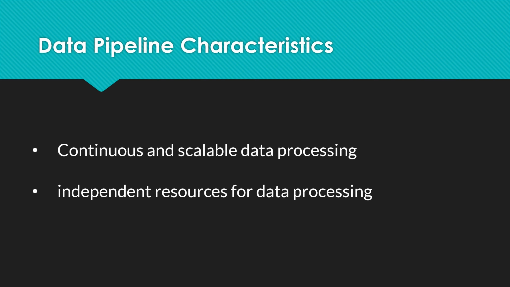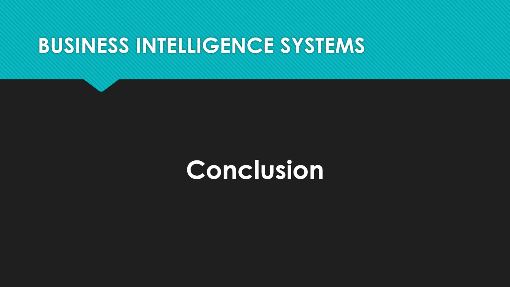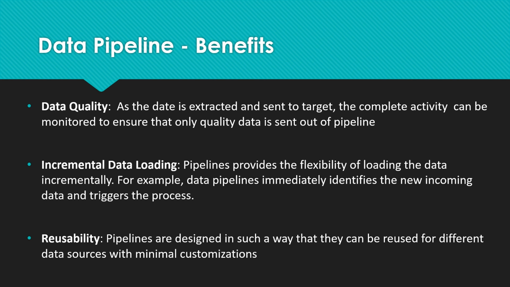Now let's discuss the benefits of data pipelines. We saw that data moves from one processing unit to another within the data pipelines. So we have the flexibility of monitoring the data, how it flows from one processing unit to another. This helps to get quality data for our target systems.